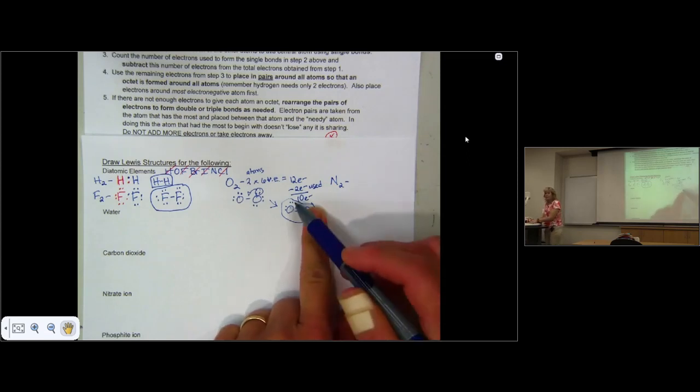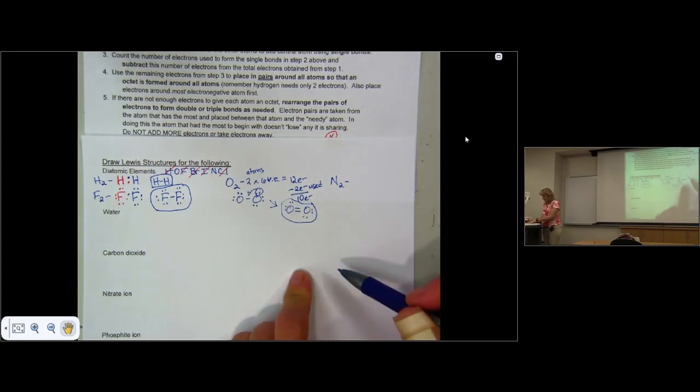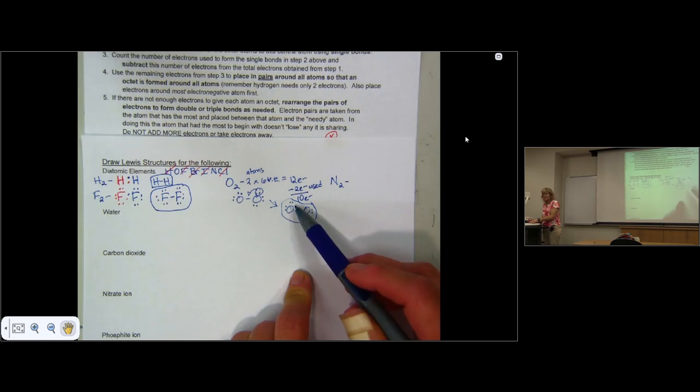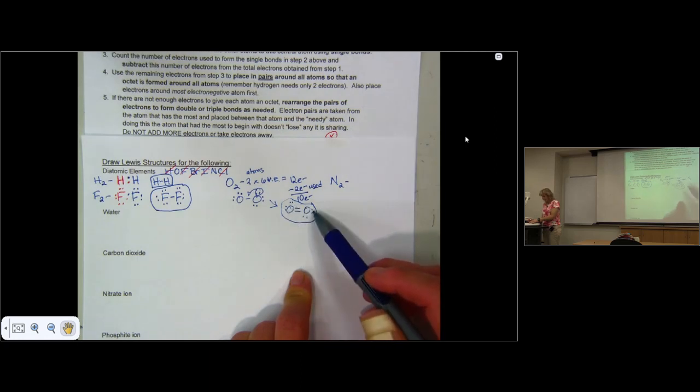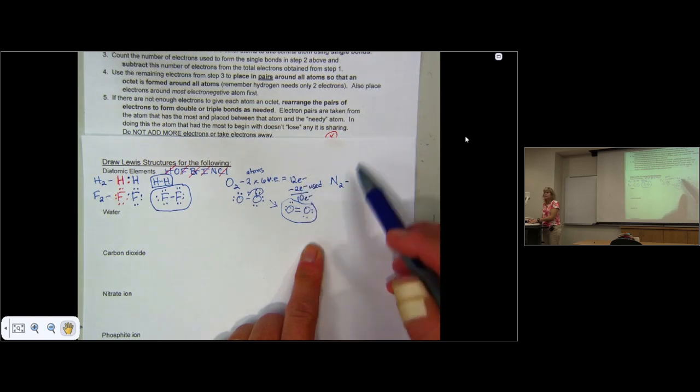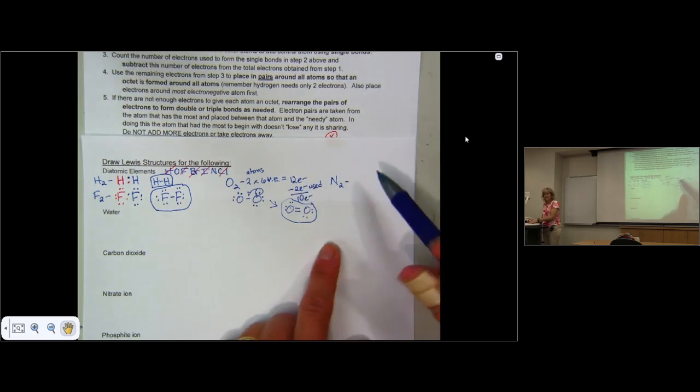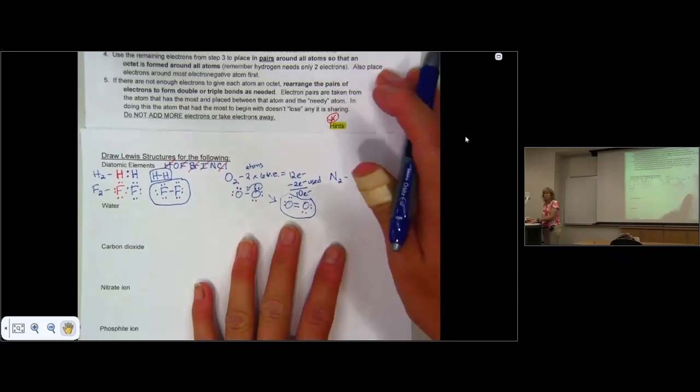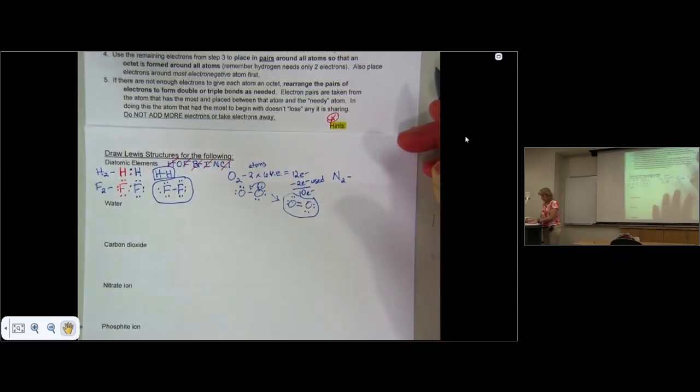How do I know I'm right? I count. Does each atom have 8? Then I also count 2, 4, 6, 8, 10, 12. Is that how many I should have to begin with? Yes. Now you do N2.